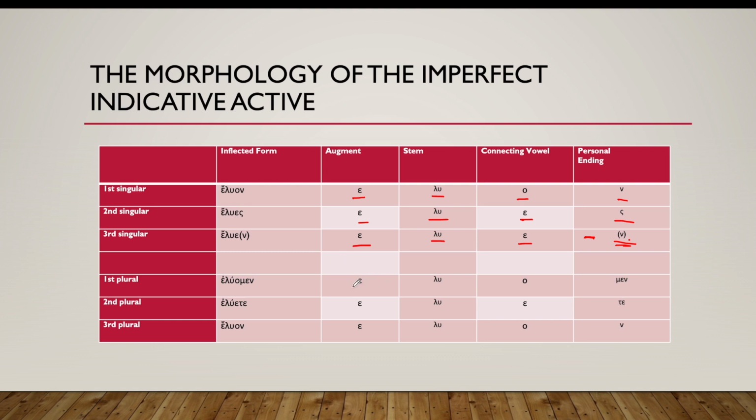First plural, you have an epsilon, the verb stem, an omicron, and the men ending. Augment, verb stem, epsilon connecting vowel, and a tau epsilon. And then finally, the same as the first singular, epsilon, verb stem, omicron connecting vowel, and a nu on the end as the personal ending. Eluon, eluez, elue, eluomen, eluete, eluon. Okay, you got to memorize those forms.